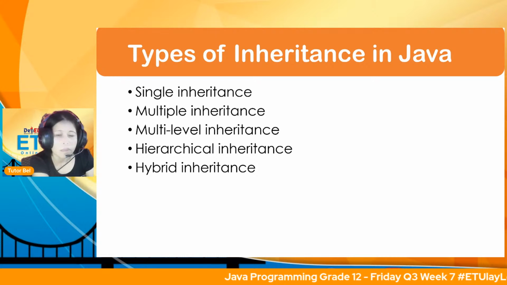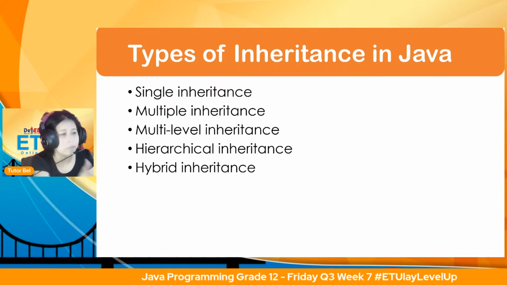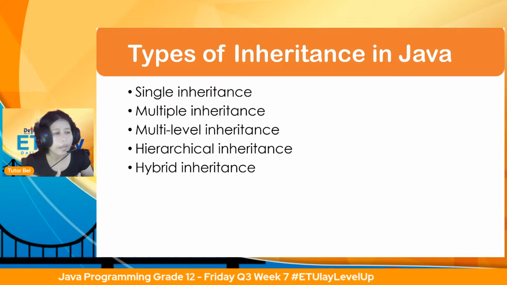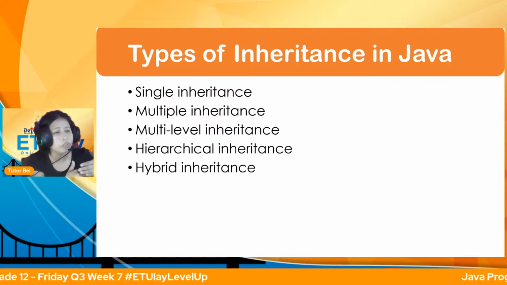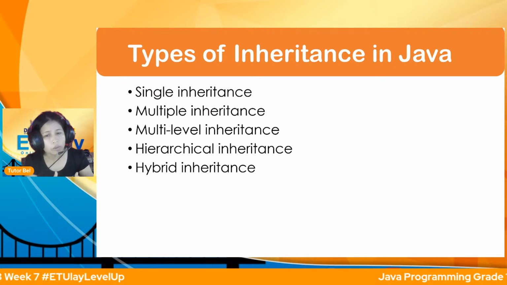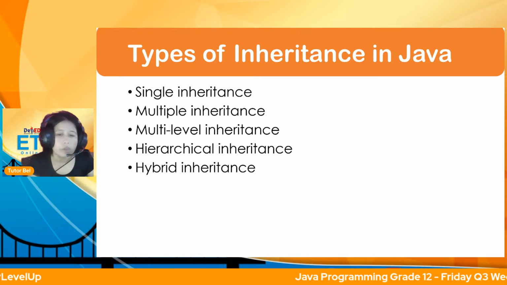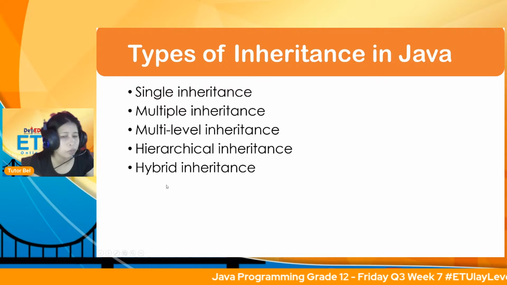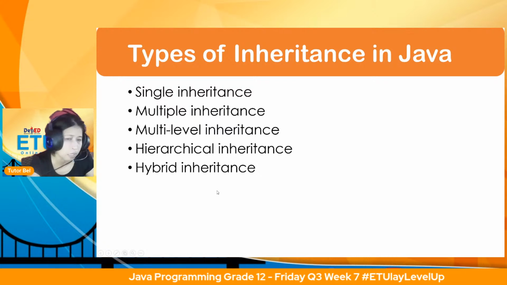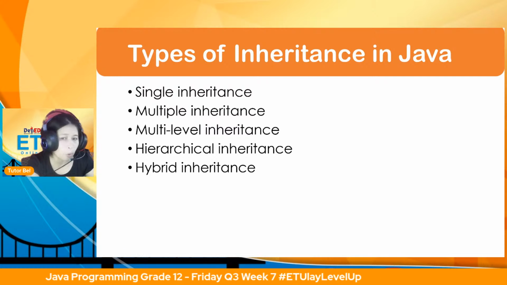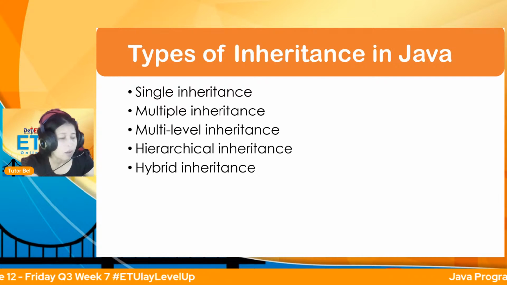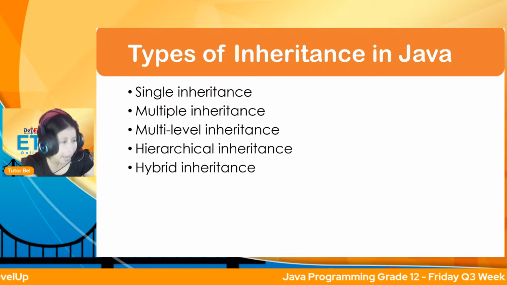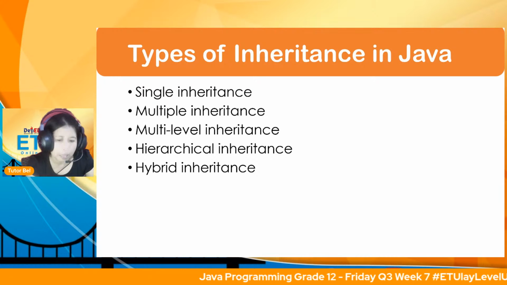And then we have hierarchical. It means there is a hierarchy, like the next one in line. And then we have the hybrid. When you say hybrid, it's a mix of everything. It can be multiple together with multi-level, or hierarchical together with multiple. So that's hybrid inheritance.